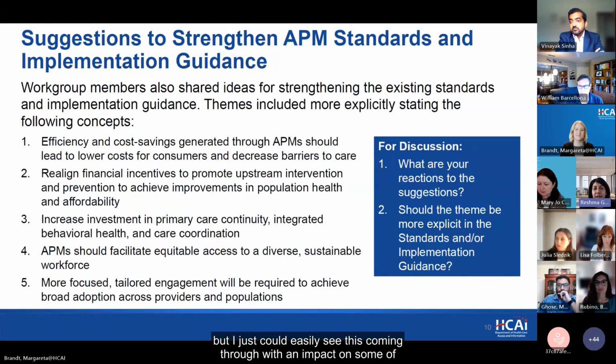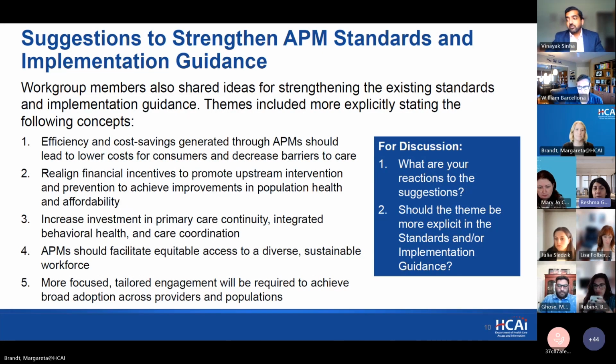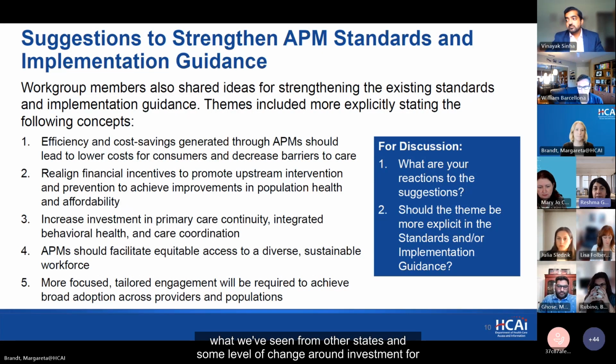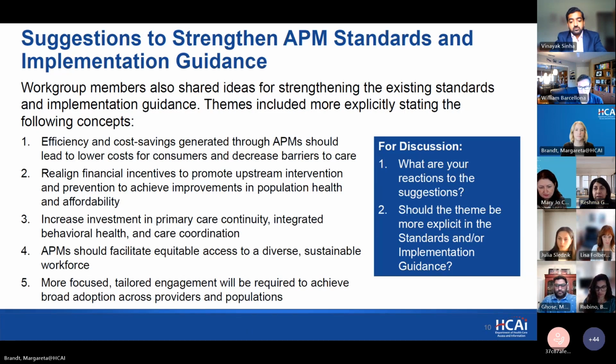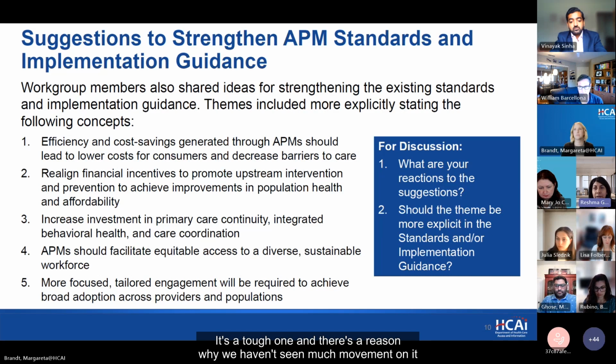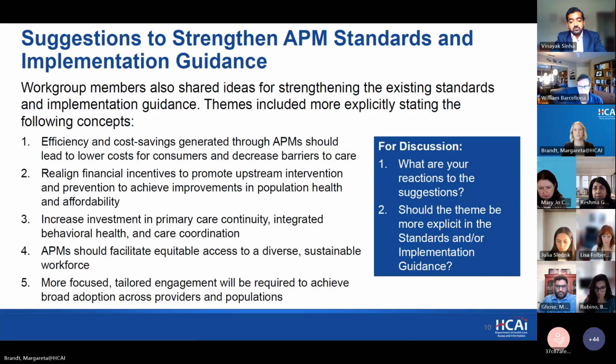But I could easily see this coming through with an impact on some of what we've seen from other states and some level of change around investment for primary care, behavioral health, and even low value care to some level. But without really calling out that consumer part, it's a tough one, and there's a reason why we haven't seen much movement on it, out of pockets here and there. And so I just wanted to pose that question to the group.